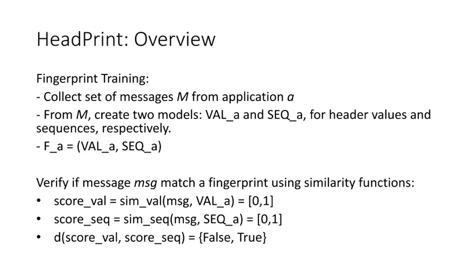And the result is a score between 0 and 1. The scores of both similarity functions are given as input to a decision function, which will determine whether these scores are high enough to determine a match or not.